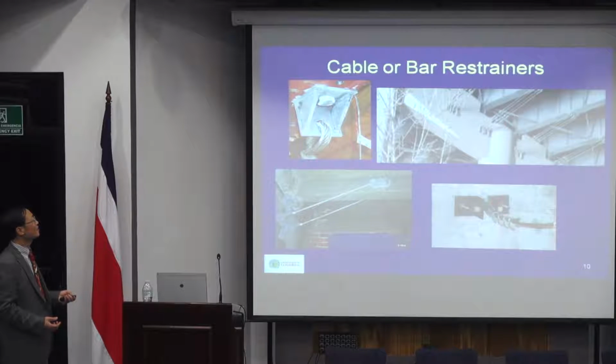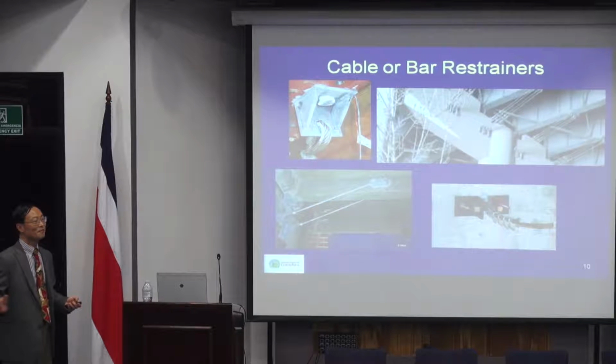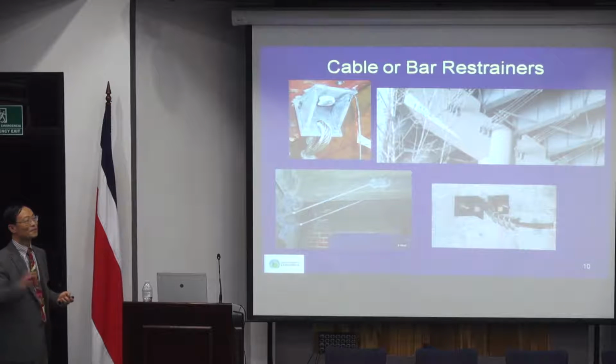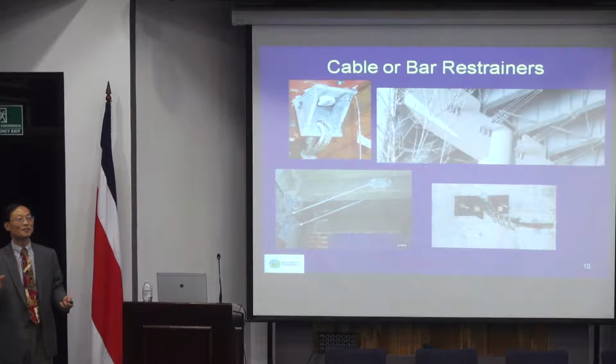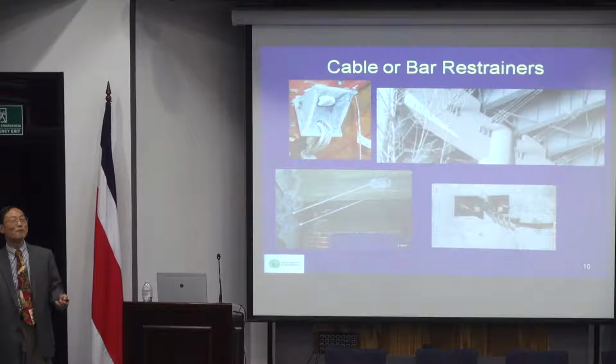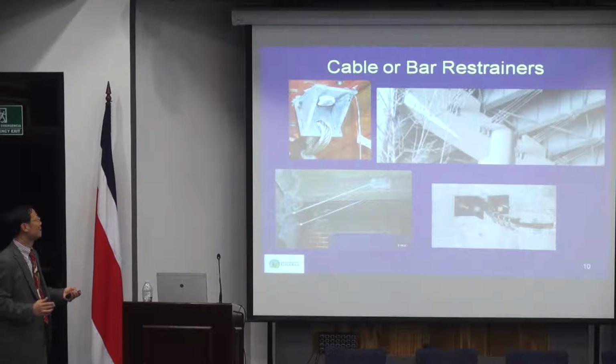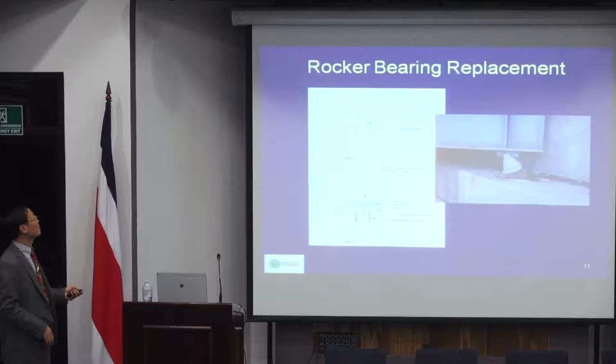What it does is that if there's no earthquake, it will not be active because it's loose, so the superstructure is free to move due to temperature changes. Then whenever there's a big earthquake and the structure moves beyond its limit, the cable or restrainer will hold it to prevent the superstructure from falling off. So that's a relatively simple solution for that problem.